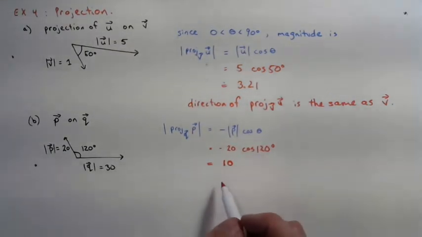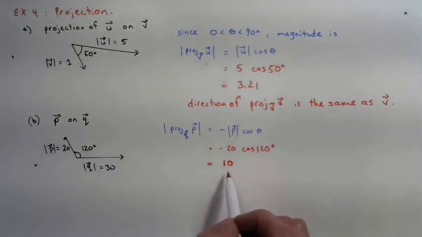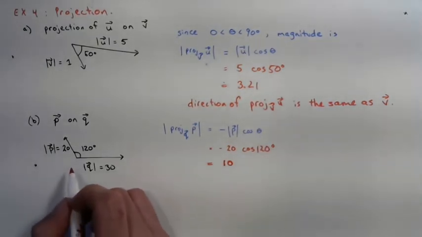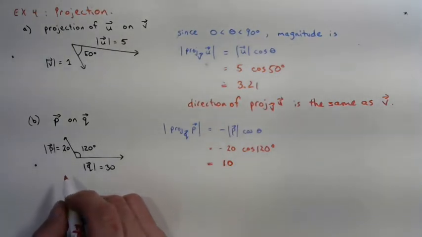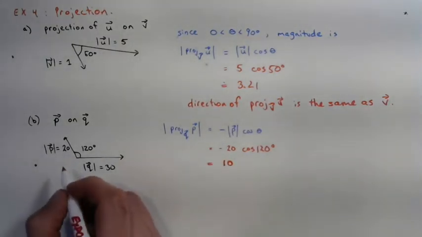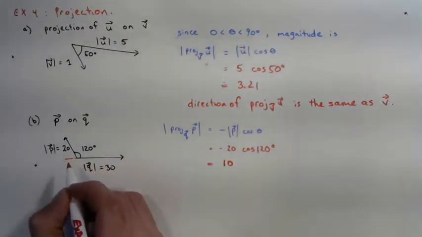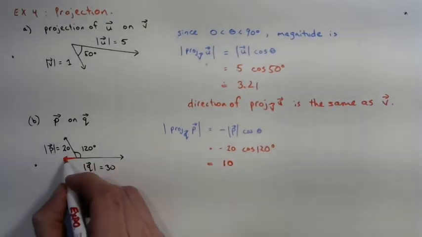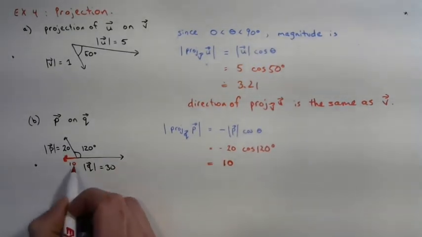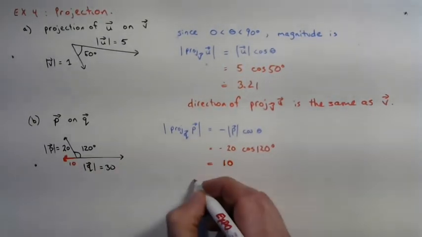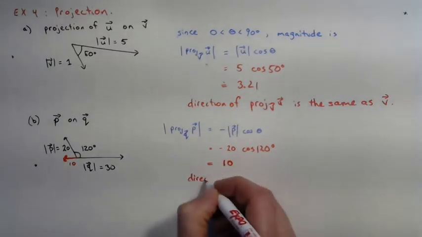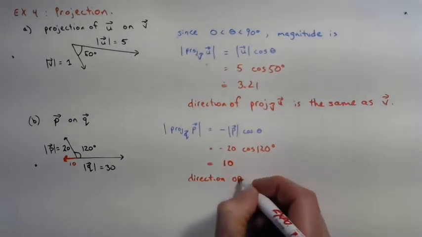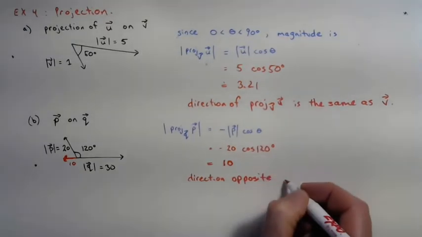So if we're just talking about magnitude, you see how it ended up coming out as a positive number because we're not talking about direction at all. We're talking about the magnitude, and it's going to come out in the opposite direction of vector Q. If we could kind of throw that into a diagram, this is the vector that we're talking about here. This is the projection of P onto Q. It has a magnitude of 10, and it's in the opposite direction of Q. Direction: opposite vector Q.